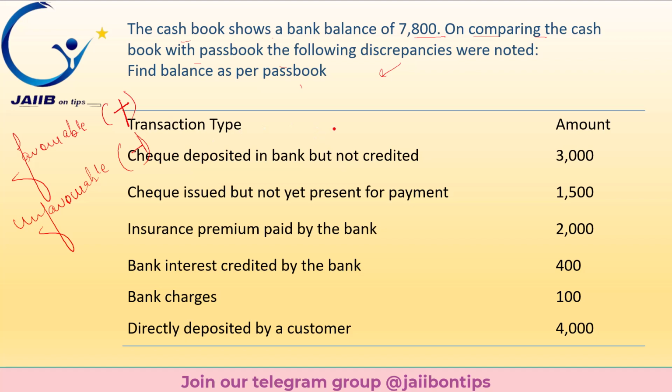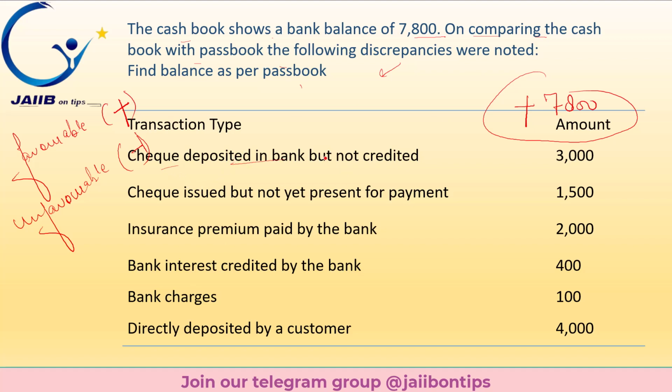Let's see the example. Check deposited in bank but not credited. We have the amount 7,800 in our cash book. This is the positive balance, that is the favorable balance. We have this much balance in our cash book, 7,800. Now, while reconciling the cash book and the passbook, we realized that in the passbook these entries are done, but we haven't done these entries in our cash book. Let's check it one by one.